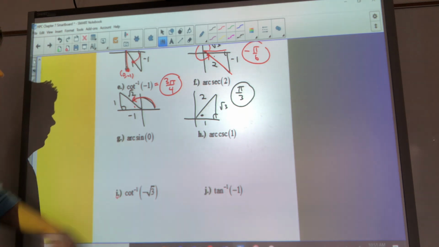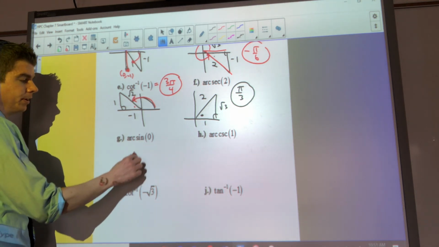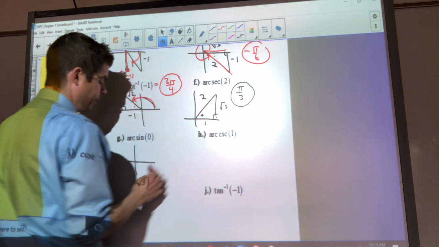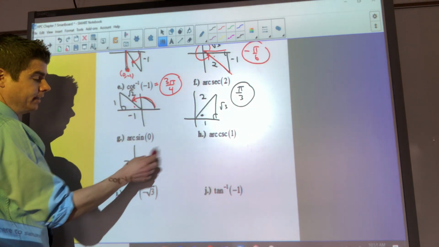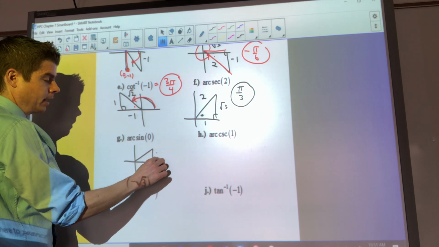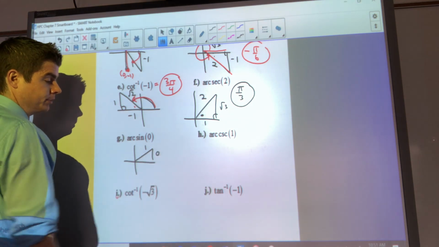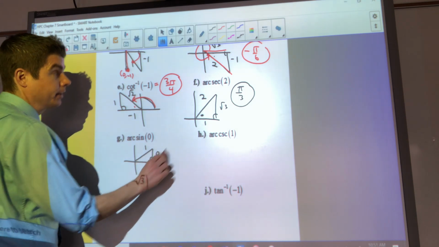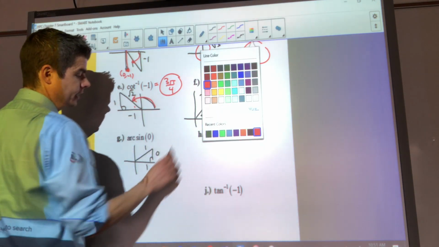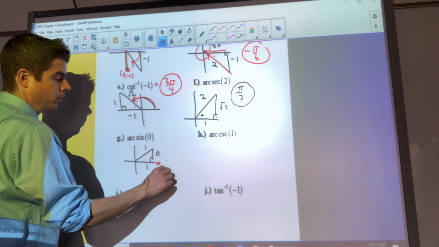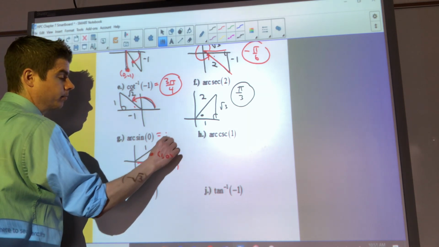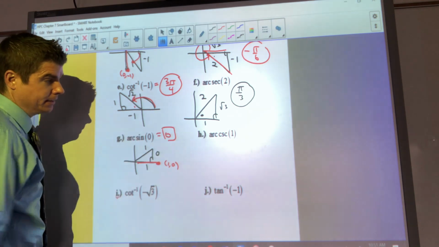We can come down to here, arc sine of 0. Maybe you recognize 0 as a value of sine, or if you recognize it as opposite over hypotenuse is 0 to 1, there's 1. It's one of our impossible triangles. We actually are just sitting on the x-axis at the coordinate 1, 0. What angle is this? It's 0, or 0 degrees, 0 radians. Okay?